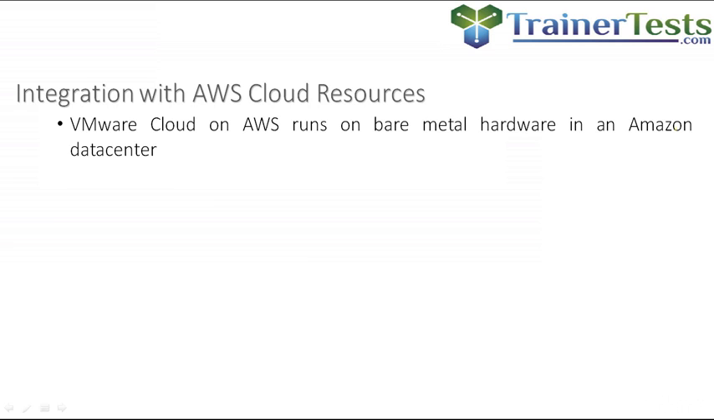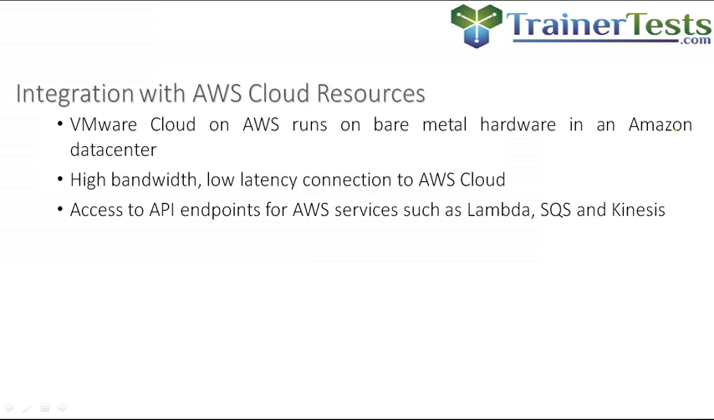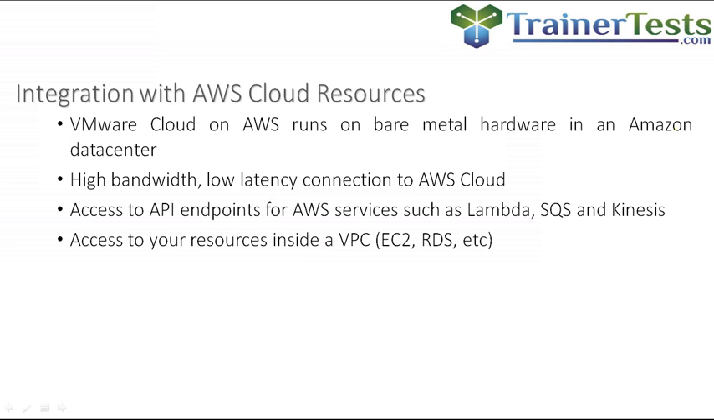You can also very easily integrate with native AWS resources. So VMware Cloud on AWS runs on dedicated bare metal hardware inside of an Amazon data center. You can establish a very high bandwidth, very low latency connection to resources in the AWS cloud, which can allow you to use things like Lambda, SQS, Kinesis, RDS, EC2, all of these resources that AWS provides, and it's a lot of resources. You can utilize those and have that high bandwidth connection.